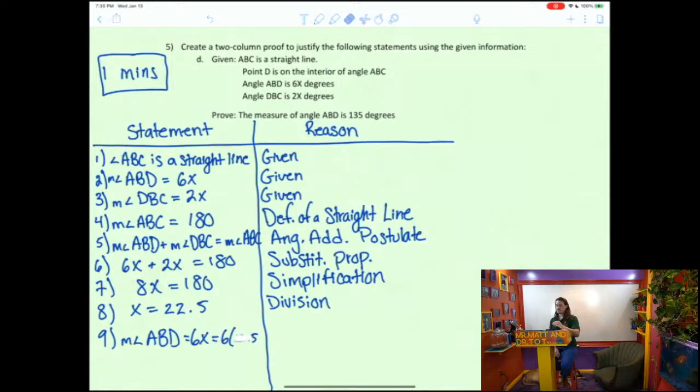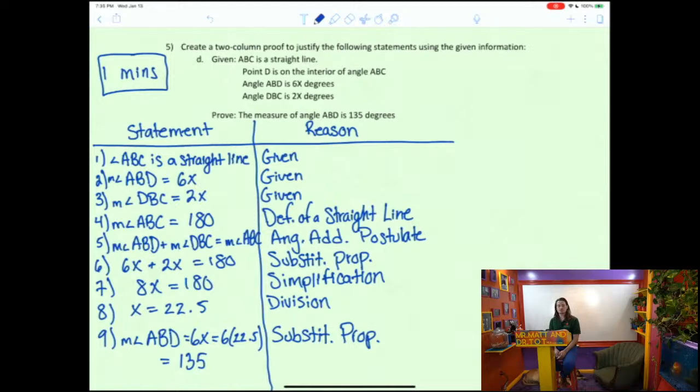Okay, so for number 5, we know from the information that's given that angle ABC is a straight line, the measure of ABD is 6x degrees, and the measure of DBC is 2x degrees. So those are all my beginning fundamental given statements. From there, we can define the straight line as 180 degrees, so the measure of angle ABC is equal to 180 due to the definition of a straight line.